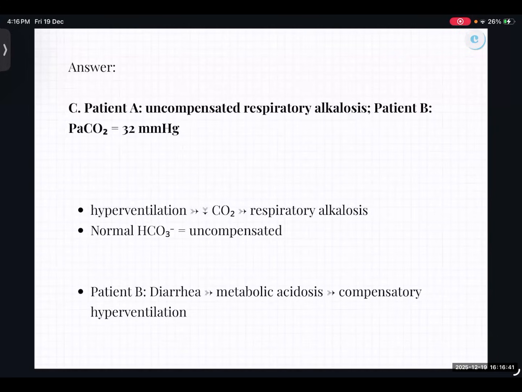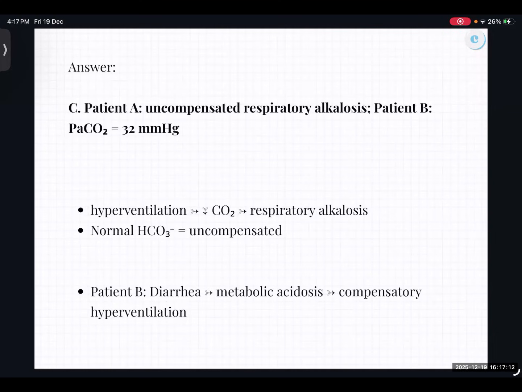Because, as we said, of carbon dioxide, sorry. Because as we said, patient B had diarrhea. And when you have diarrhea, you lose a lot of bicarbonates in your stool. And so, therefore, we have metabolic acidosis. And so, how do we compensate for that? We decrease CO2.